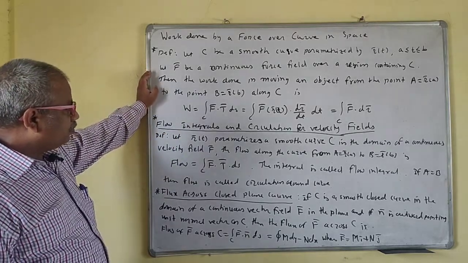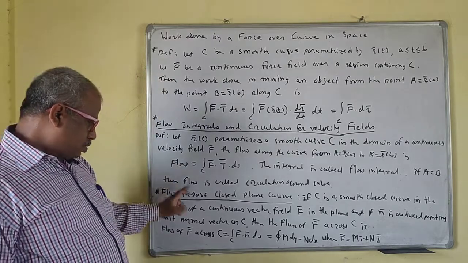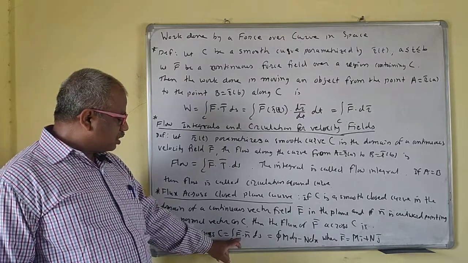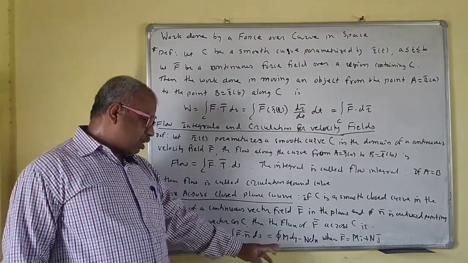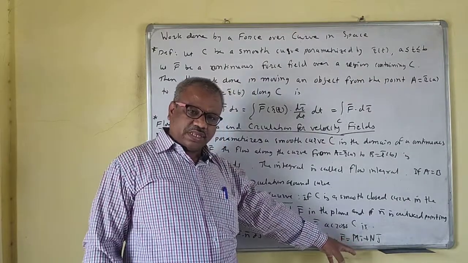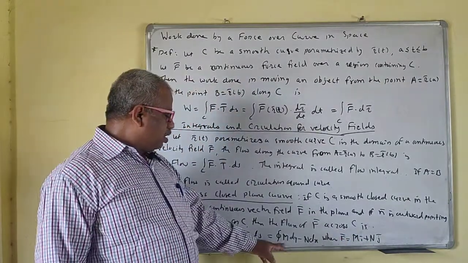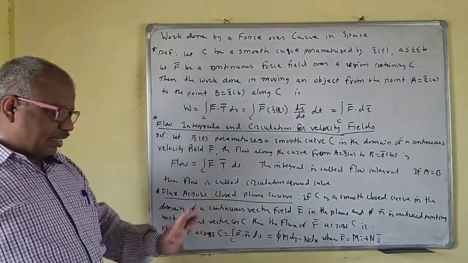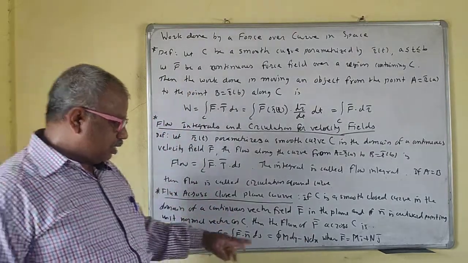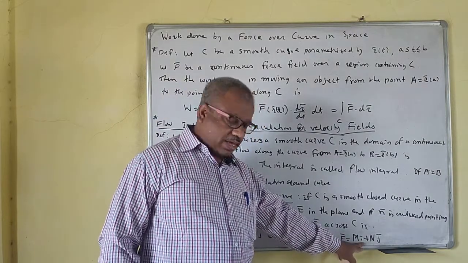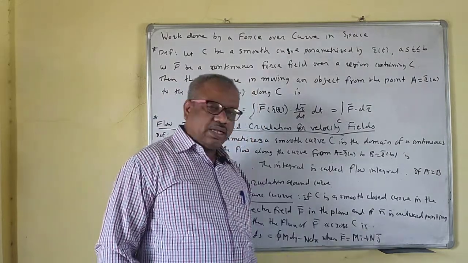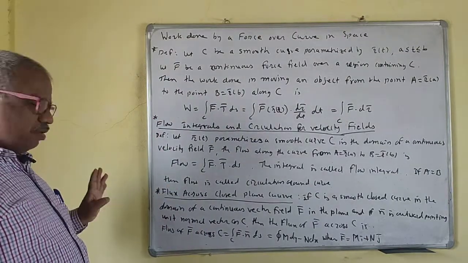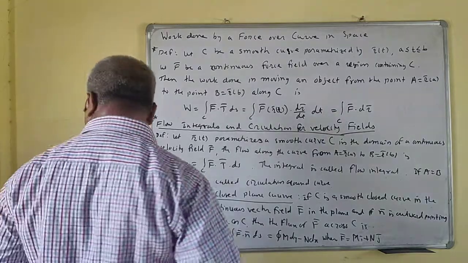But the flux is not the same. The flux is the integral over C of f bar dot n bar ds. If your f bar is M i bar plus N j bar, where M and N are functions of x and y, then the flux is the integral of M dy minus N dx. Note that M is the coefficient of i, so you have to take dy here and then dx there. So these are the formulas for work done, flow, and flux. We'll see the problems on it now.